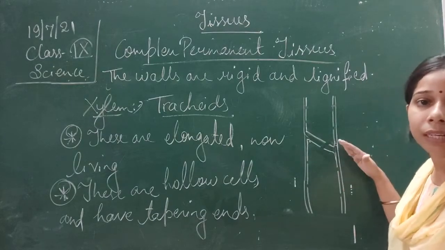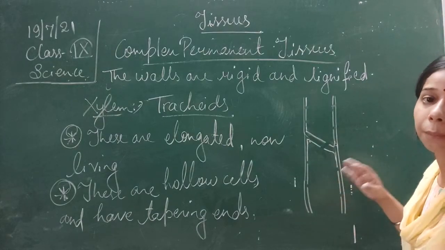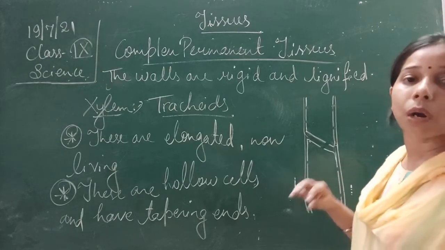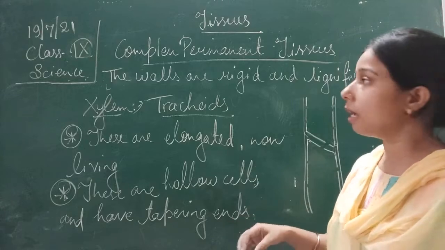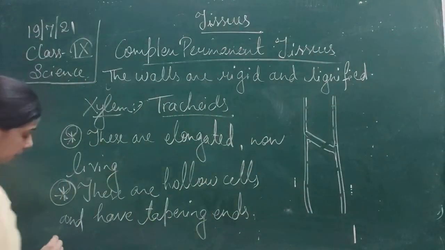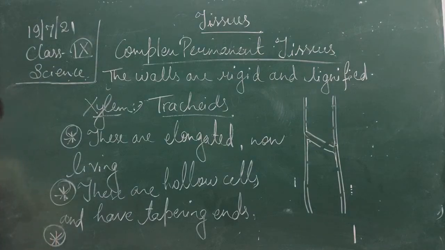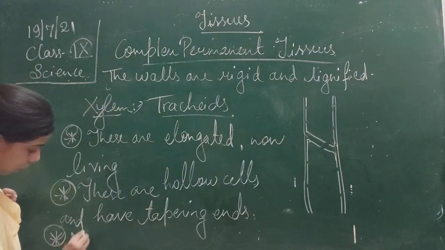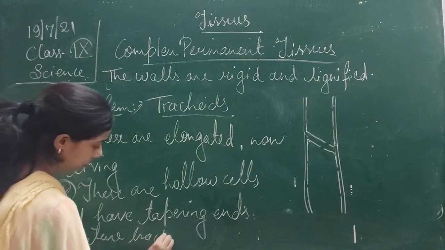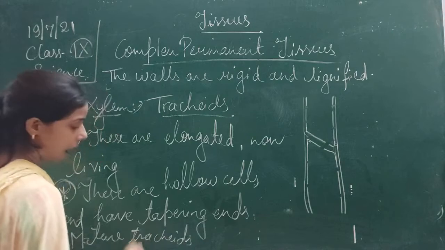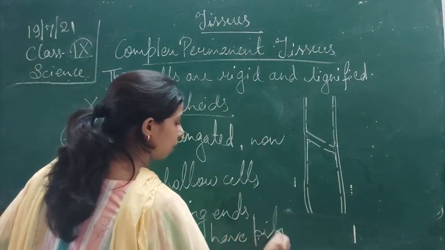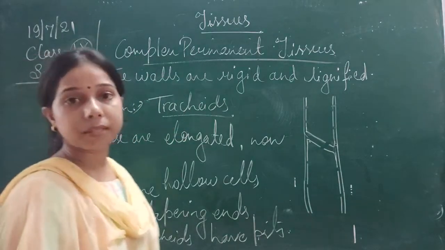One tracheid is joined to another tracheid, and pits are present there, and these pits carry the water from one tracheid to another tracheid. That is why it is said that mature tracheids have pits. Mature tracheids have pits in them.